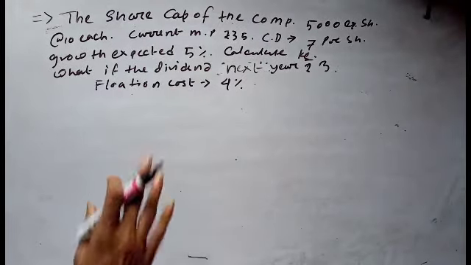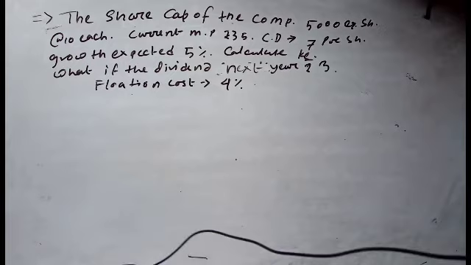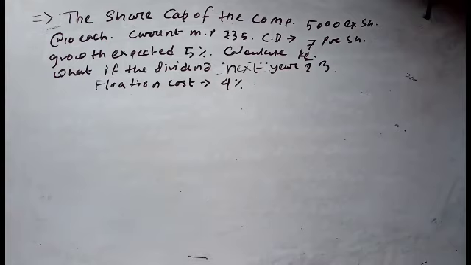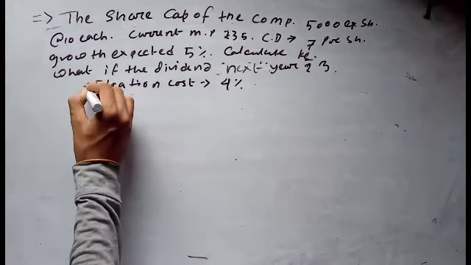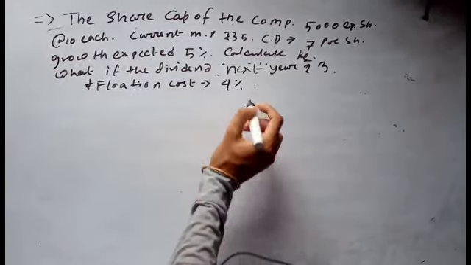So here is the problem. The share capital of the company is 5,000 equity shares of 10 each. The current market price is rupees 35 and the current dividend is rupees 7 per share, and the growth is expected at 5%. We need to calculate the cost of equity. What if the dividend next year is rupees 3? And here the important point is the flotation cost is 4%.